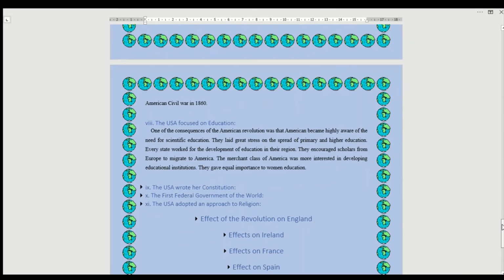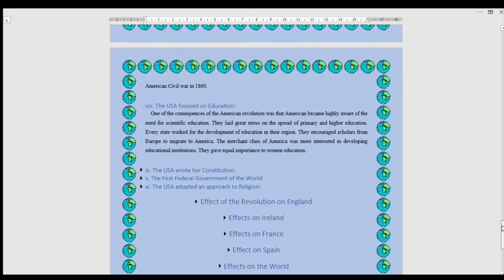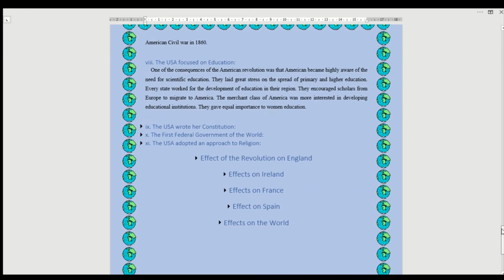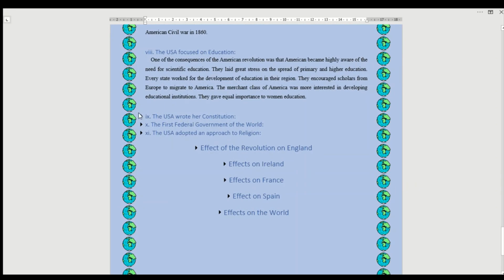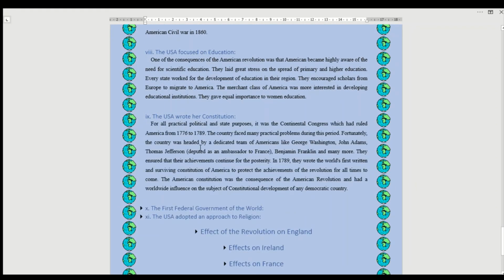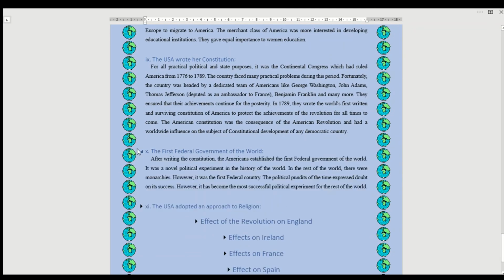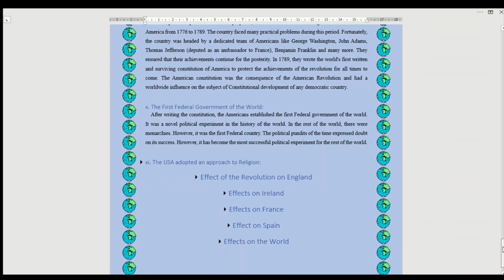And no doubt related to that is the American focus on education. This is one of the major parts which played a role in the rise of Americanism. And then at this point America wrote her constitution, this is the major contribution. No doubt it will be repeated under other headings also. Similarly, along with the constitution came the federal government. So these are the effects of the American Revolution on America.